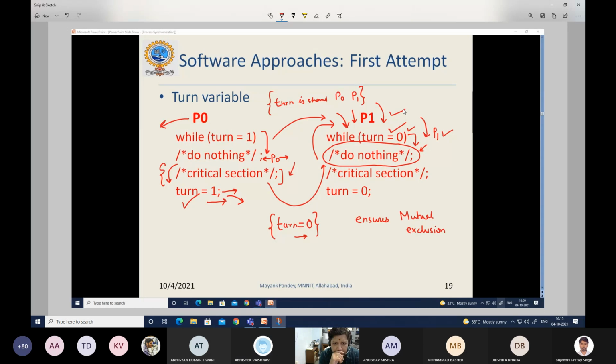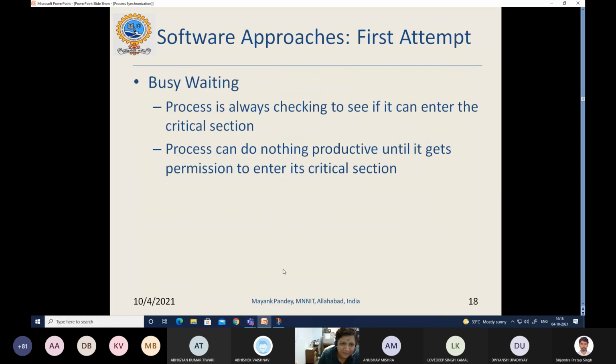Yes, sir. I have one doubt. In that case, won't the system hang? For example, if the process switches to P1, the while loop will continue because the while condition is not true, no? So we are wasting CPU cycles on P1 if turn is not there. That's the name: busy waiting, no? We are waiting and we are busy, wasting CPU cycles. And mind you, it is the first attempt only.